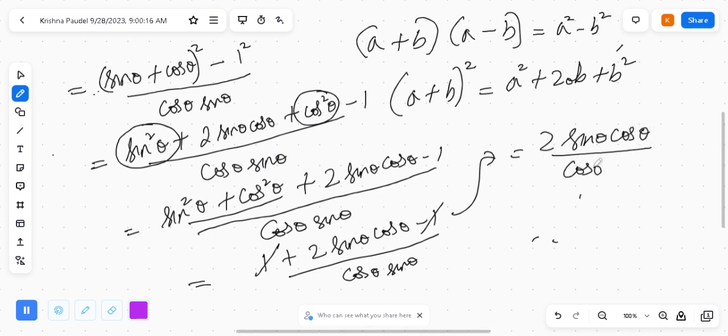cos theta sine theta. And whenever we have the same quantities in the numerator and denominator, we can cancel them. Cos theta, sine theta cancel. So the final answer is 2. So that's how we have done this sum.